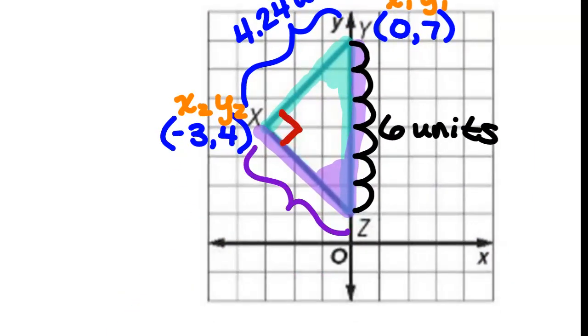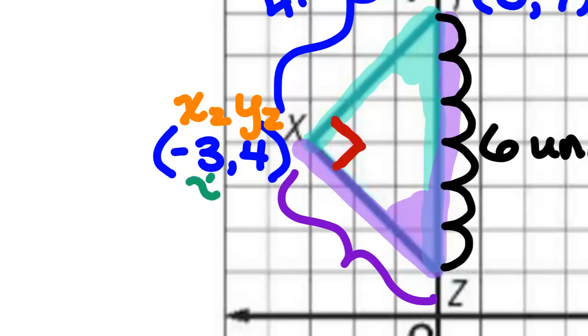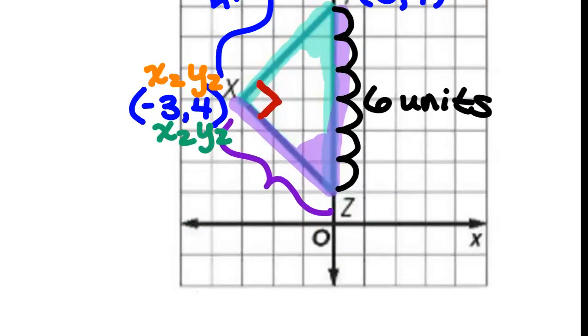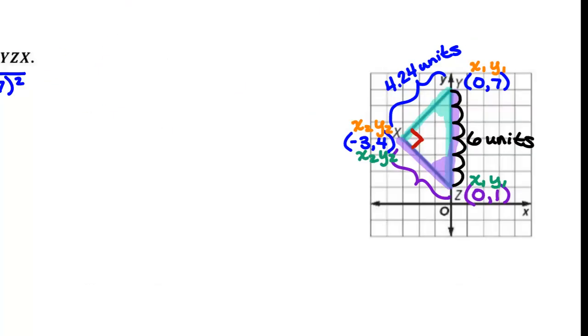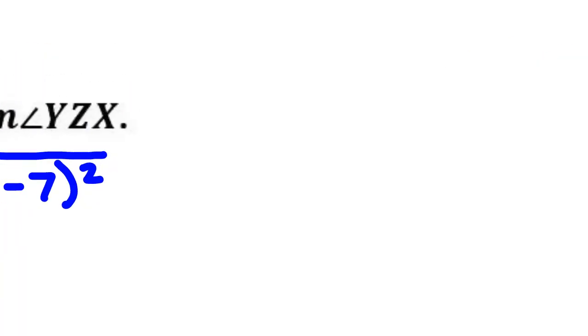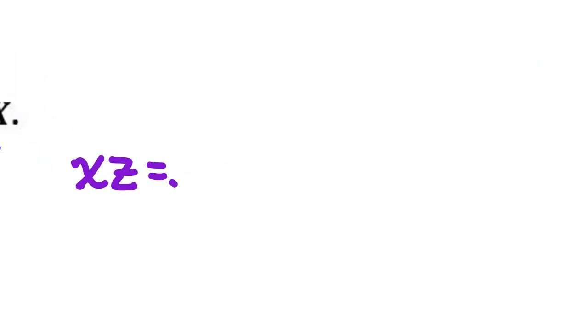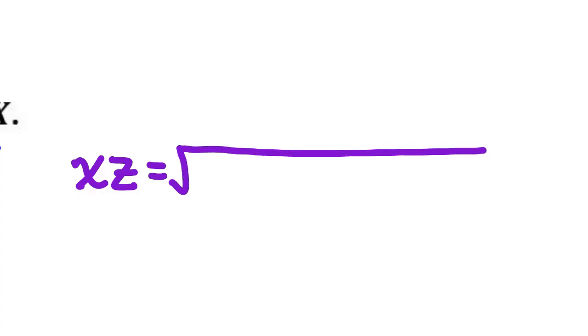Side XZ, I already have X, that's -3, 4, so that's going to stay my X2, Y2. And now I need an ordered pair for Z. What is the ordered pair for Z? 0, 1. There's my X1, Y1 that I'm going to use this time. So the length from X to Z is equal to big long square root.